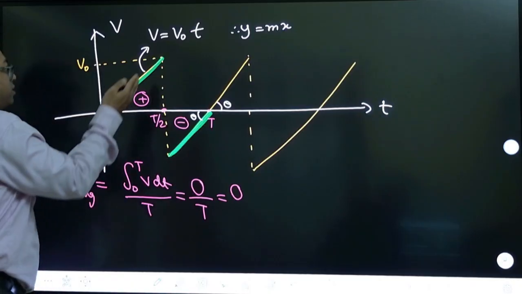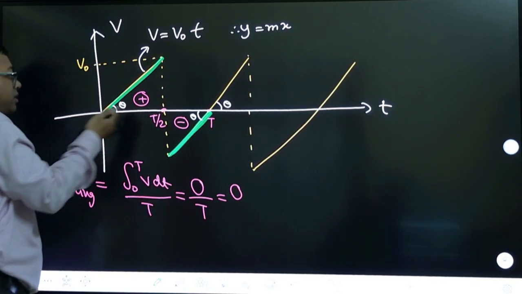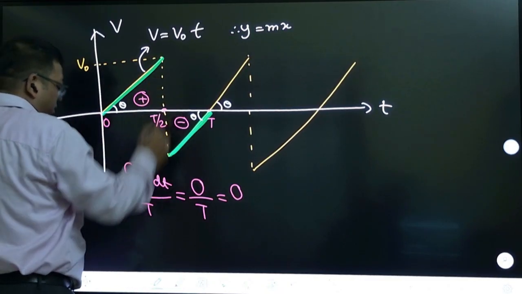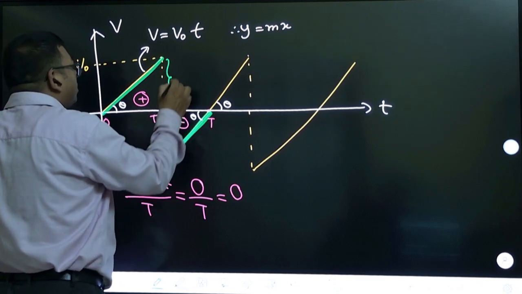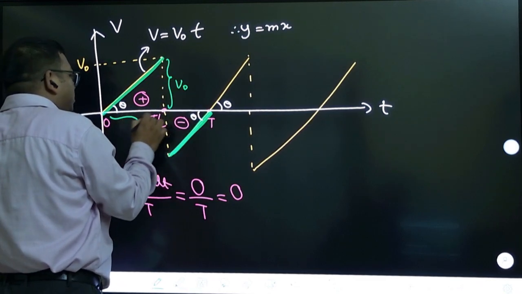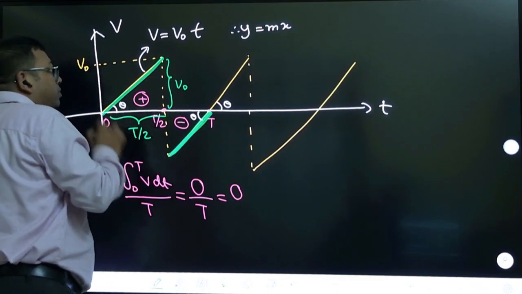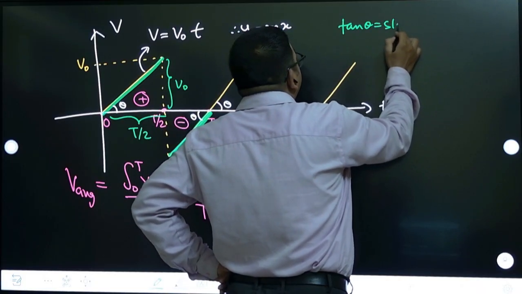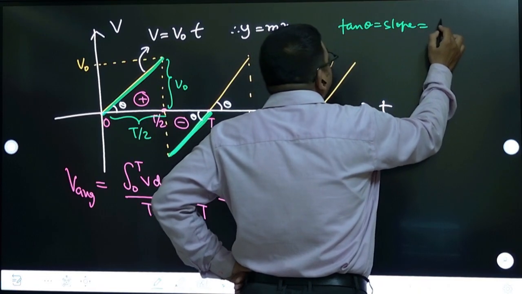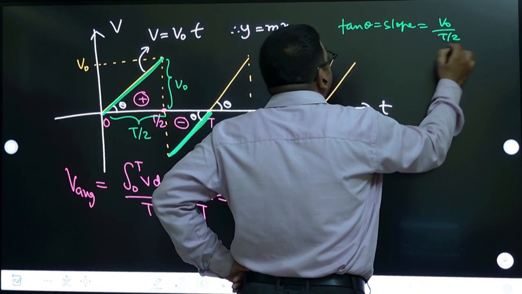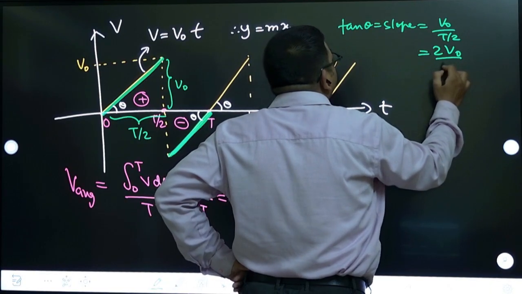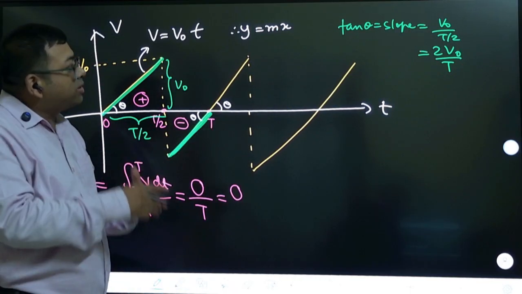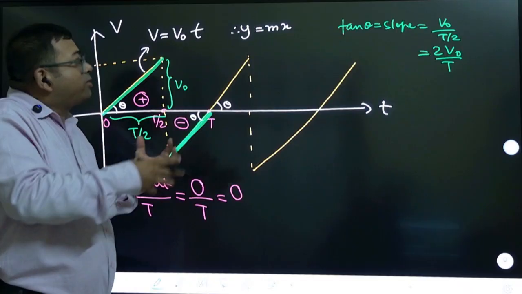So this is tan theta. Now from this, what is tan theta? If you see here, this value is V naught and this value is t by 2. So tan theta is the slope here, which is V naught divided by t by 2, which is 2 V naught by t.